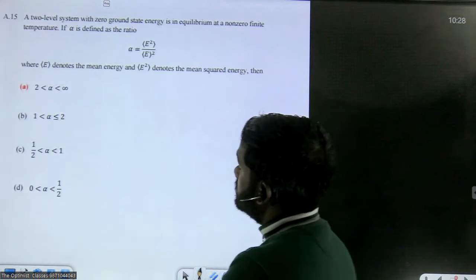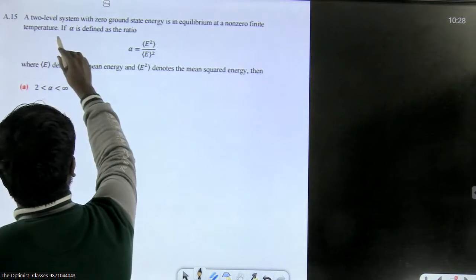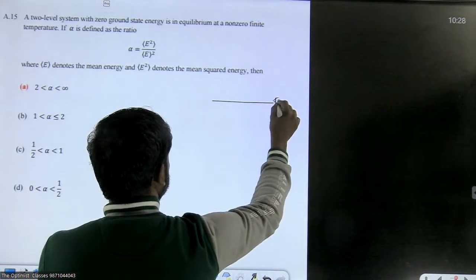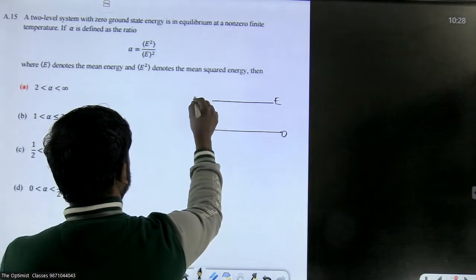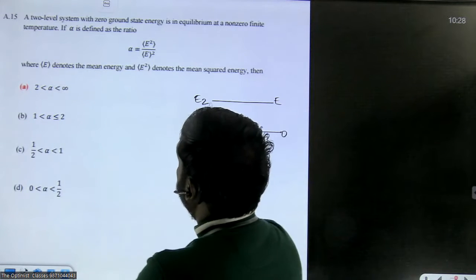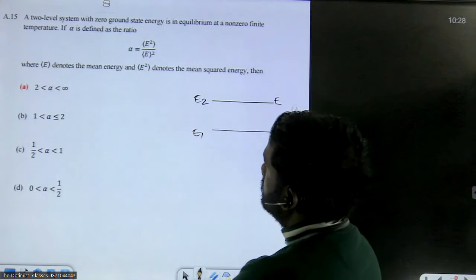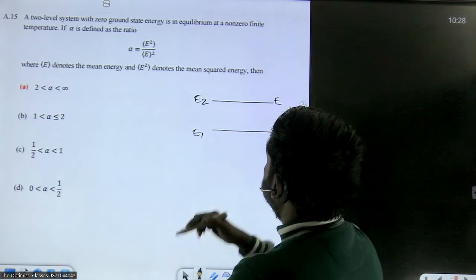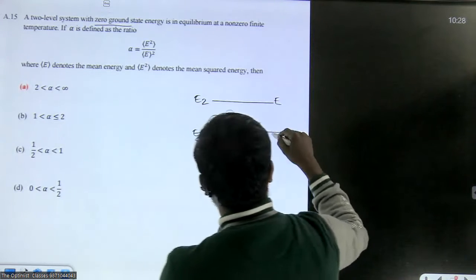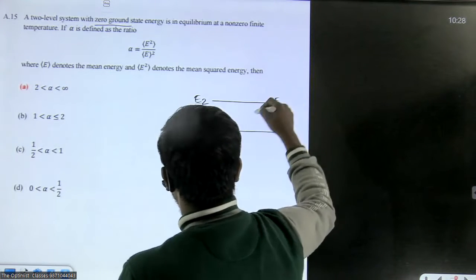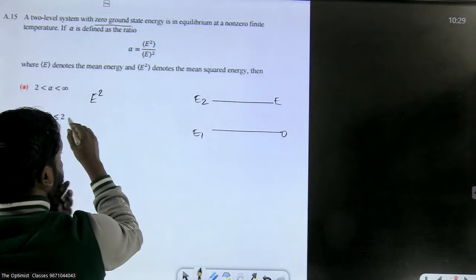Now this is another question from statistical mechanics. Here we have a 2-level system. One level has energy E and the other has energy 0. Okay, this is E1 and this is E2. It says zero ground state energy, so this energy we have to take as 0, and the other has energy E. Okay, so we have to calculate this one, E square.